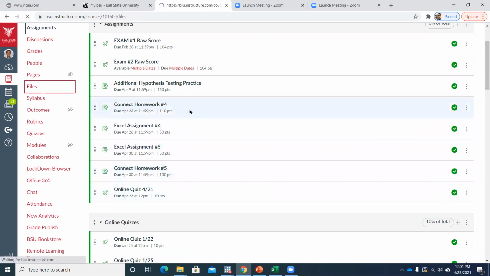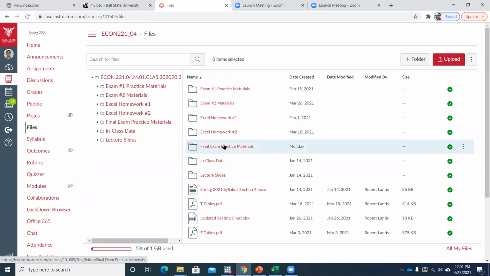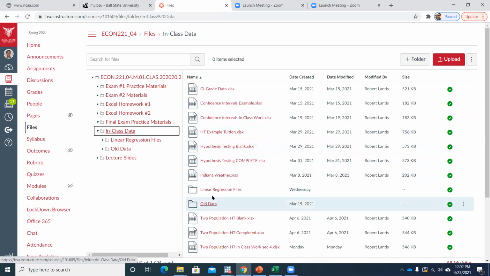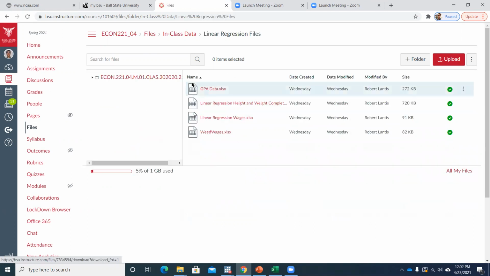If we look at the files, we've got our final exam practice materials. I updated that formula sheet to have a couple formulas that didn't carry over when I uploaded it. Then you have the 2 practice exams, and in the in-class data, the linear regression files, we'll be working off a couple of these. So today we'll mainly focus on this GPA data. We did a little bit of work on it last class, but we'll add some more stuff in today.